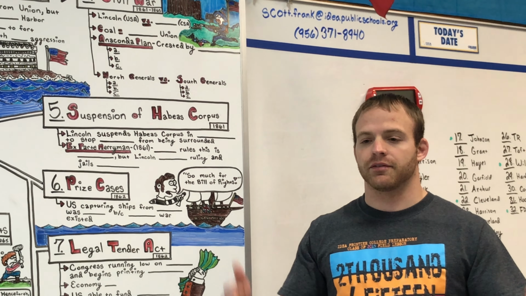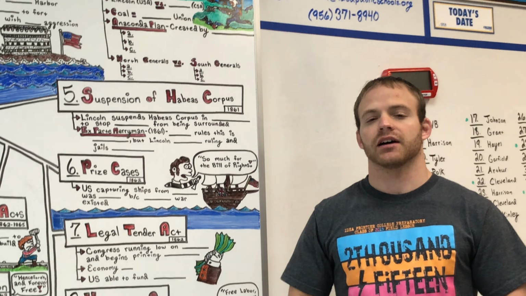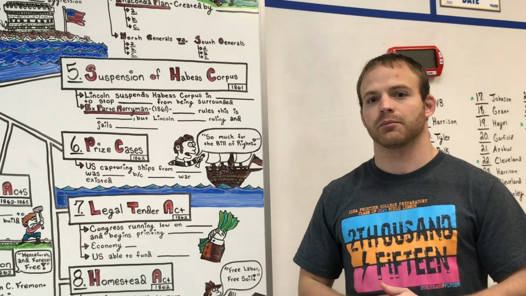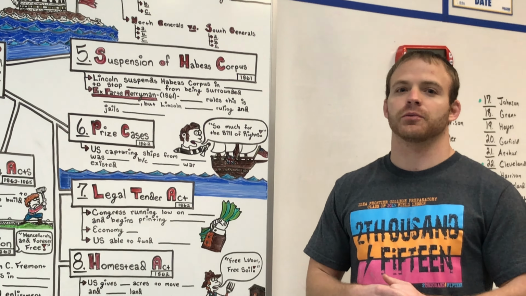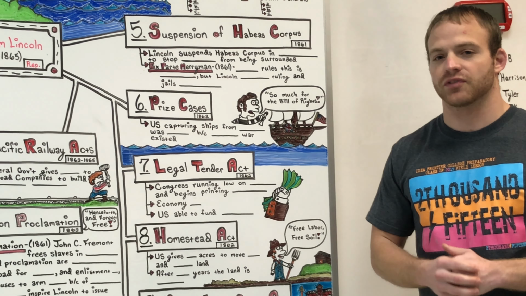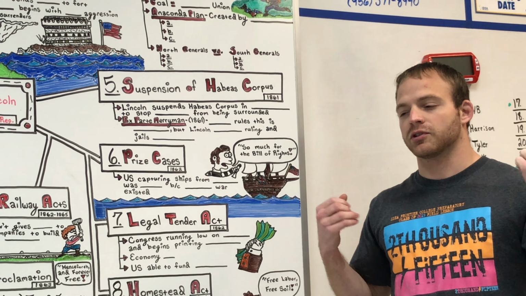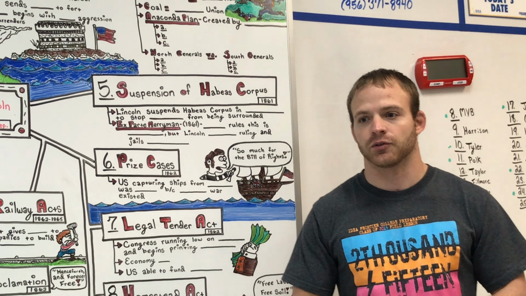You also need to know, obviously, Ulysses S. Grant, known as the Butcher. He will later become president. He's actually going to win the war. And then there's other people like William Tecumseh Sherman, who's famous for Sherman's March to the Sea, which basically leads to the end of the Civil War.